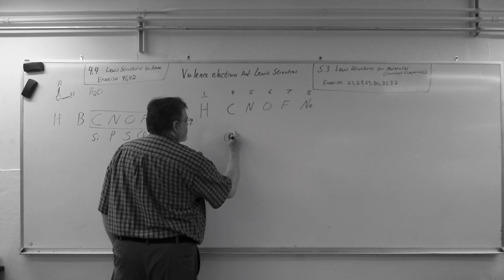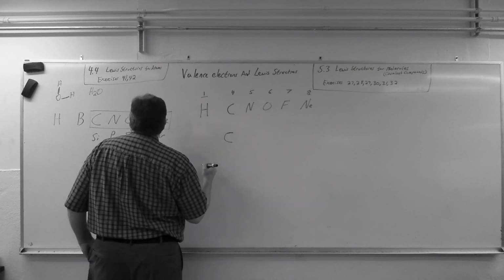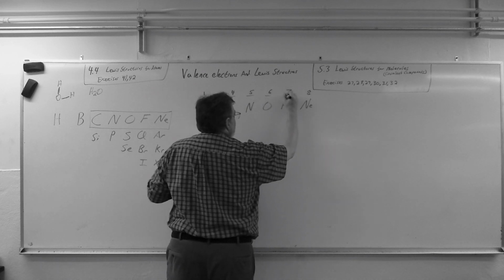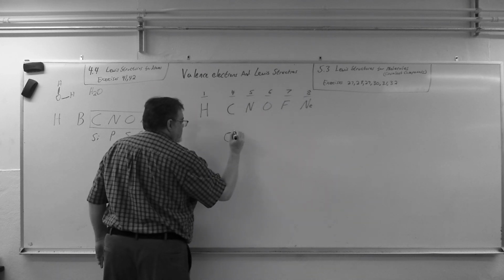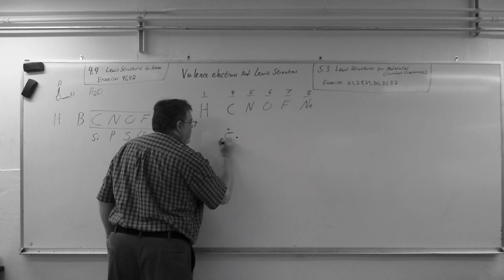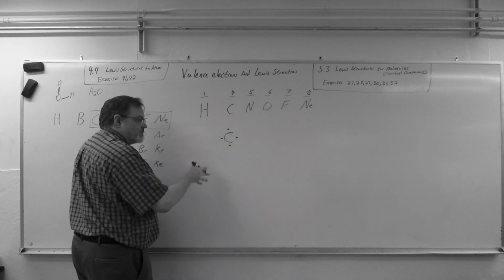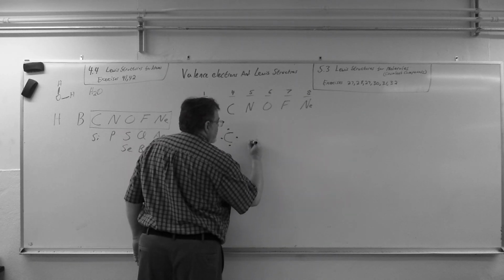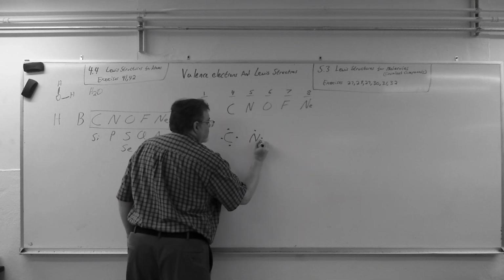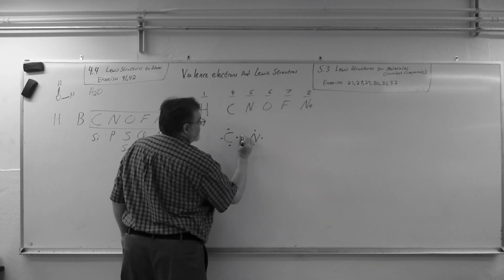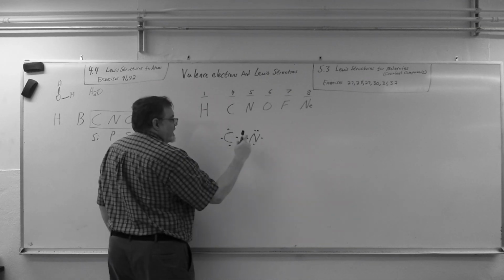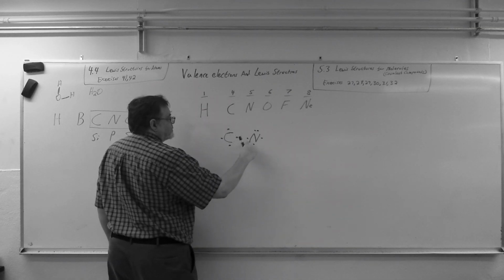Here's carbon, and here's the Lewis structure for carbon. It's got 4 valence electrons. So you go around, you go 1, 2, 3, 4. That's it, that's the Lewis structure for carbon. Watch what happens when I do nitrogen, because it's got 5. I'm going to go 1, 2, 3, 4, and once I come around and start pairing them there, that's 5. So that's the Lewis structure for nitrogen.